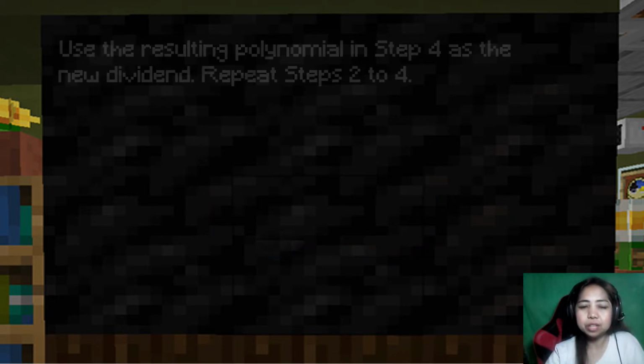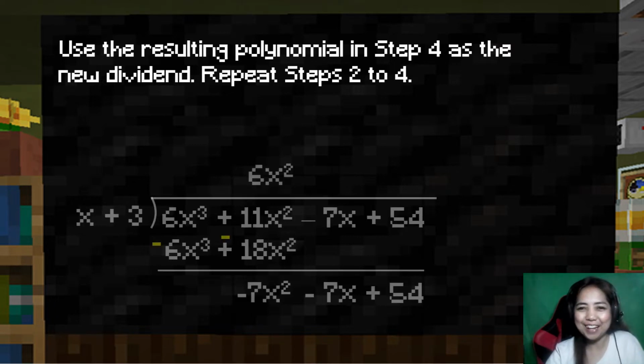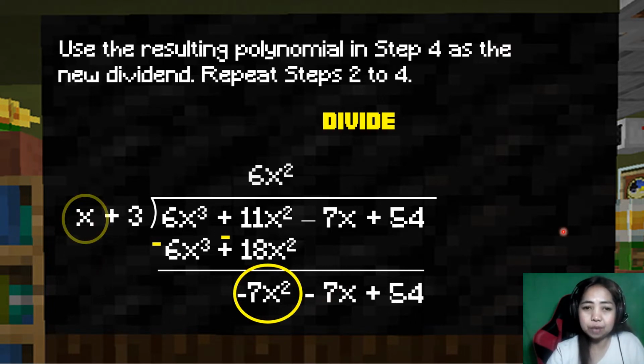Pag may sagot na tayo, ang gagawin natin, use the resulting polynomial in step 4 as the new dividend. Repeat steps 2 and 4. Yan, nabibisaya na ako. Okay. So, sabi rito, ito daw naman yung gagawin natin. Siya yung pinaka-dividend naman daw. So, paano gagawin natin? Step 1, divide, diba? So, etong first term, divided by dun sa first term na yon.